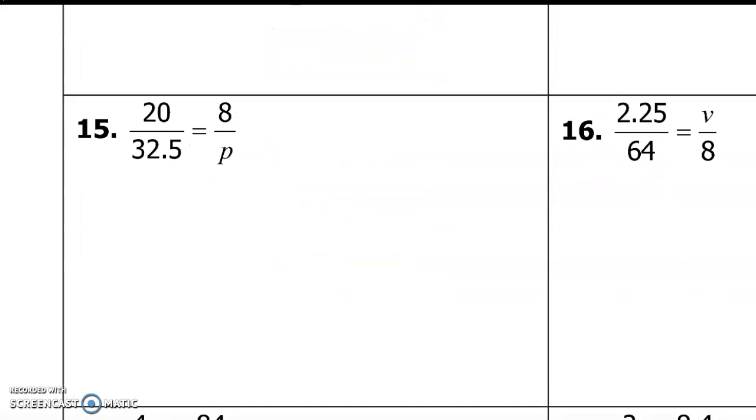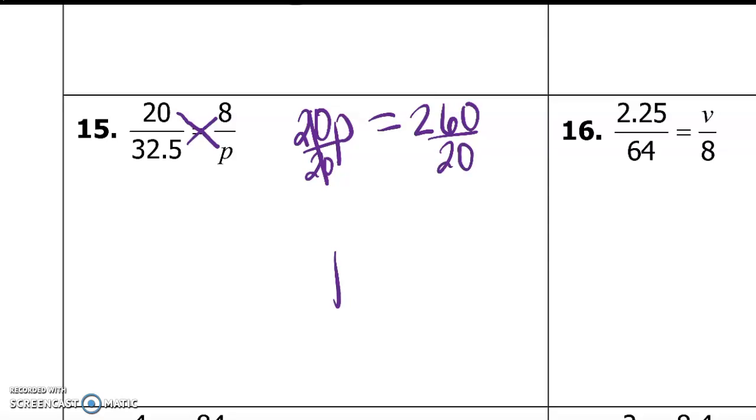For 15, I find my p down here. So 20 times p is 20p equals 32.5 times 8 gives me 260. All right, then I need to divide by 20 to get p equals 13.